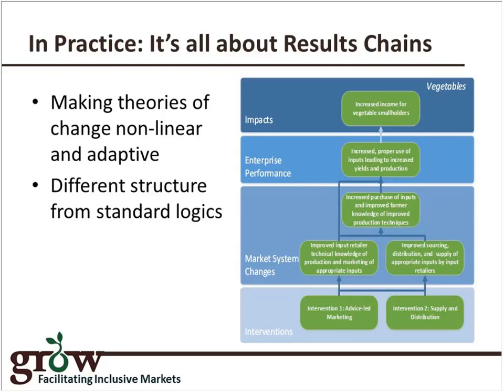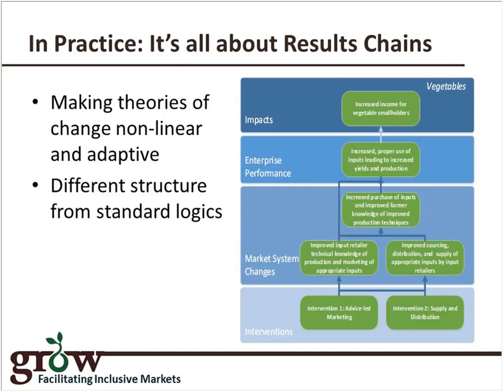The reality of the world is nonlinear. Frequently in program log frames, we have activities, outputs, outcomes, and impacts. However, when you're trying to manage or implement a program, that type of structure doesn't necessarily reflect the complexity you see in the world around you. Accordingly, we encourage having feedback loops and arrows that connect different boxes at different levels together. The visual I have up now is a higher level results chain, but we also use a different structure from standard logics as well.